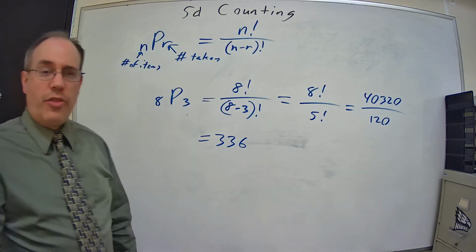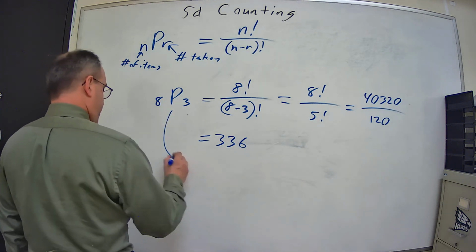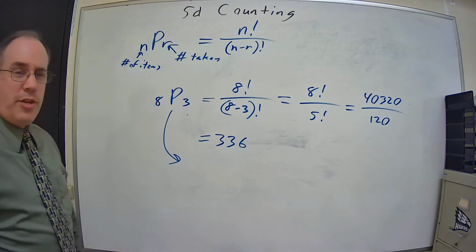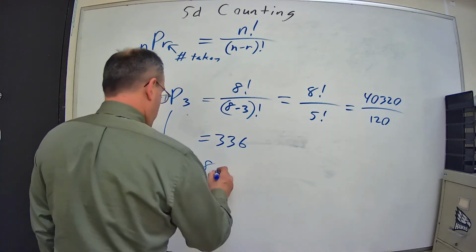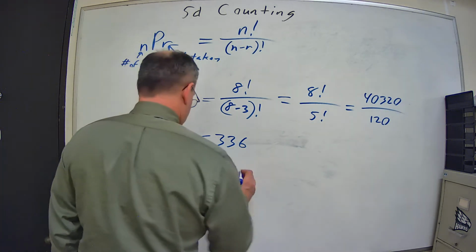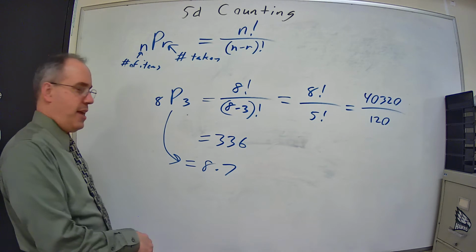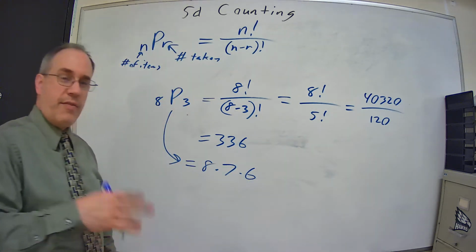Well, let's look at it another way. How many choices did I have for the A? I had 8 people. How many choices for the B? 7 people, because 1 received the A. How many choices for the C? 6 people, because I already gave out the A and the B.